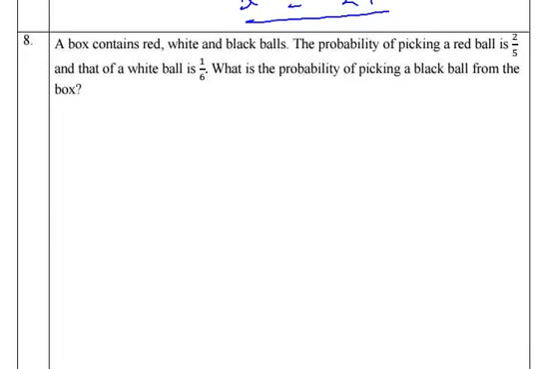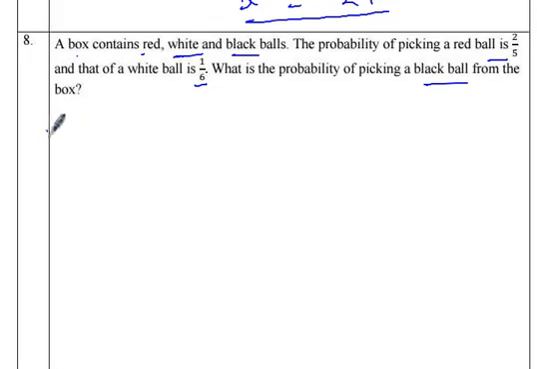Here we go. Question 8. We are told that we have a box which contains red, white, and black balls. The probability of picking red is this, and that of picking a white ball is this. We are supposed to find the probability of picking a black ball from the box.